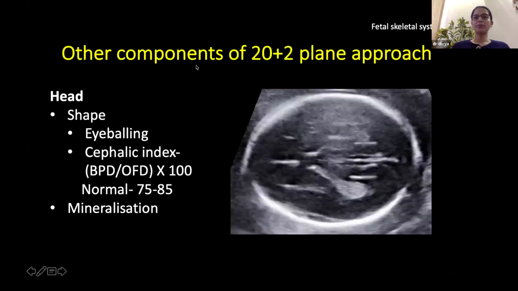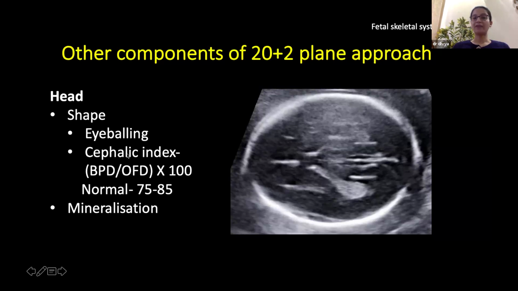Now, there are other components of the basic 20+2 plane approach which help us in assessing the fetal skeleton. First, when we look at the fetal head, we not only look at the brain, but we also assess the calvarium. We look at the head for its shape, again, simply by eyeballing. The normal fetal head has this rugby football-like shape.